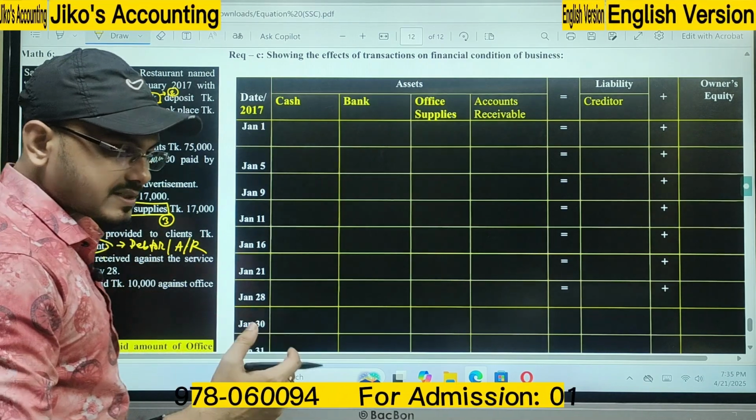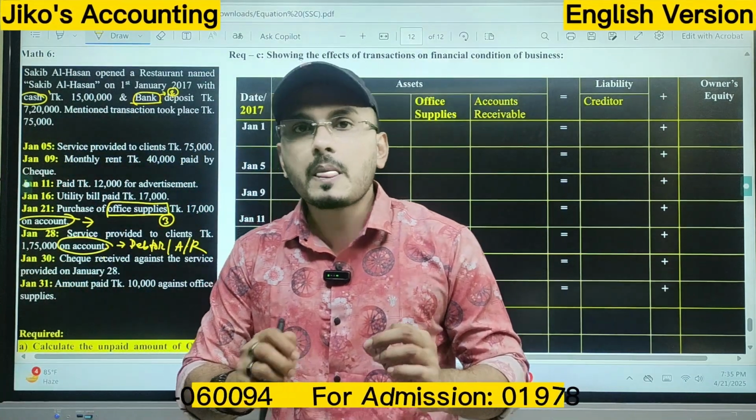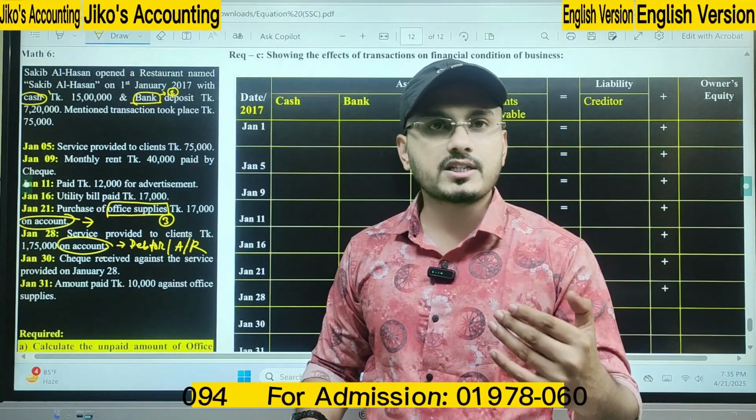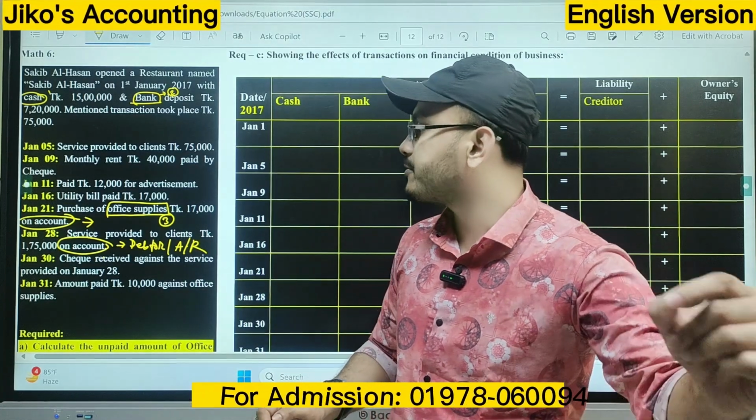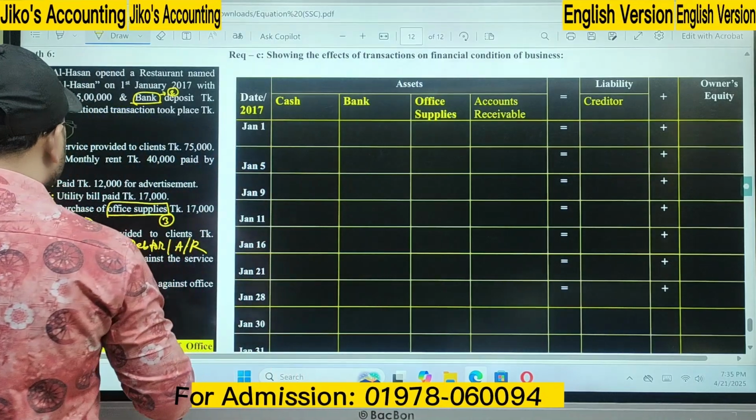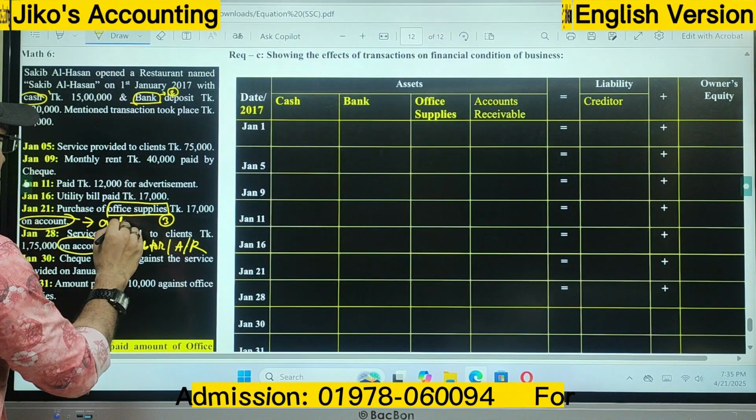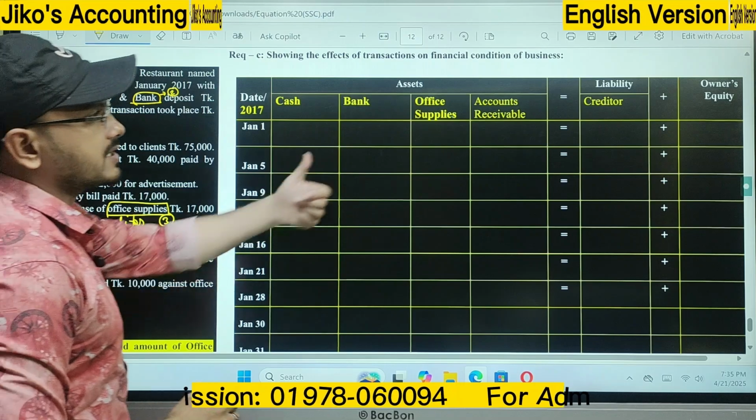But you can see purchased office supplies taka 70,000 on account. We have already purchased office supplies, but we haven't paid yet. The person or organization to whom we have to pay is recognized as creditor. So what is our creditor here?